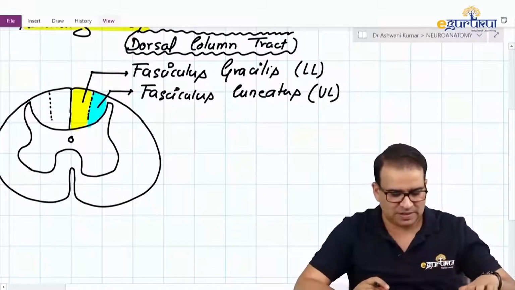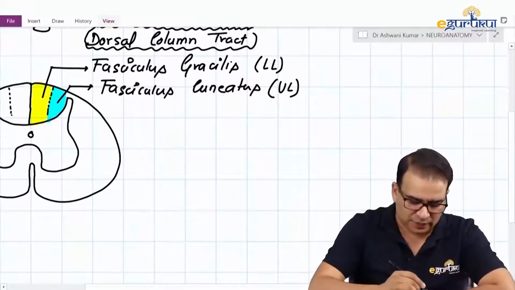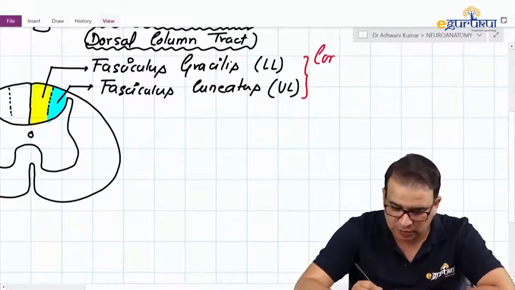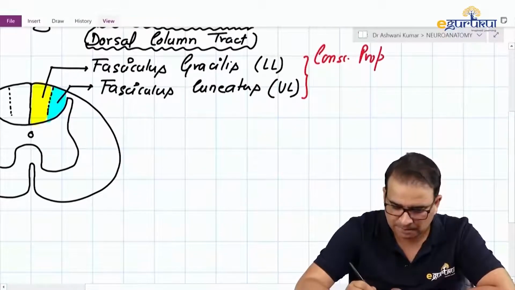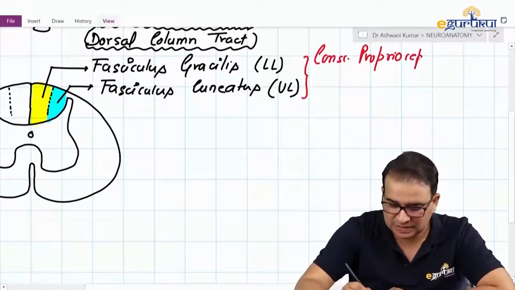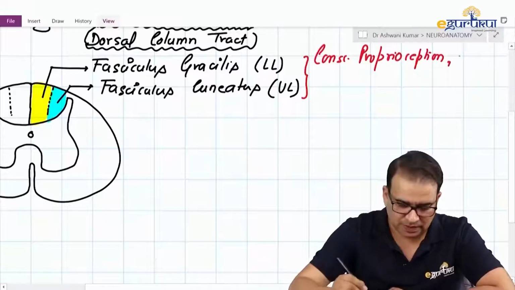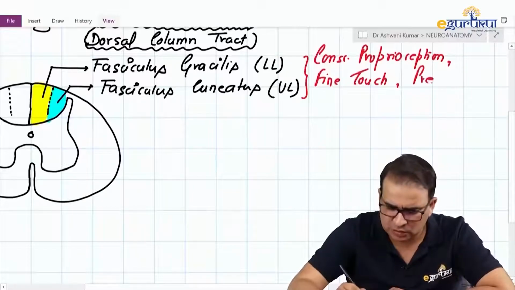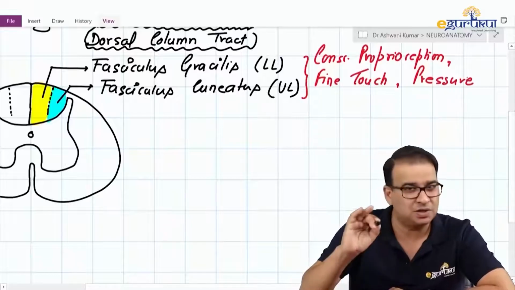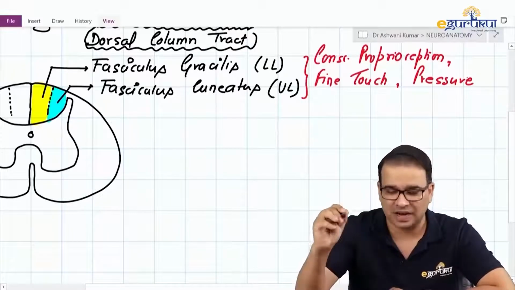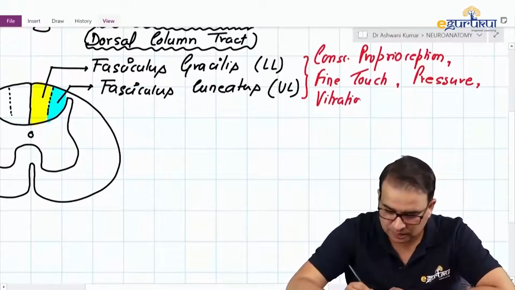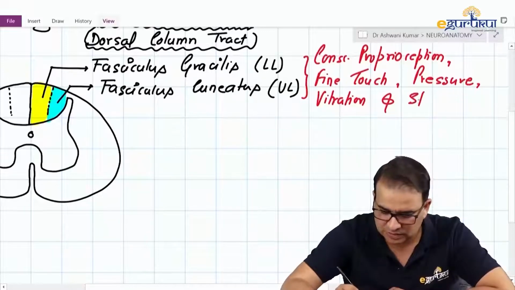What exactly is the function of this tract? This dorsal column tract, whether it is coming from upper limb or lower limb, the function is it is carrying, number one, conscious proprioception. Conscious, guys, it's conscious proprioception. Then we have fibers of fine touch. Well, to an extent, pressure also, although this is not the major tract for pressure, but yes, pressure does go through this tract also. Vibration for sure, and stereognosis.